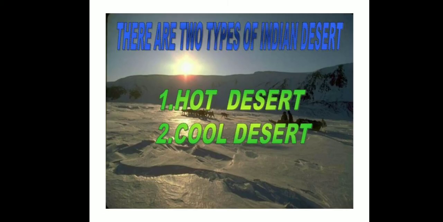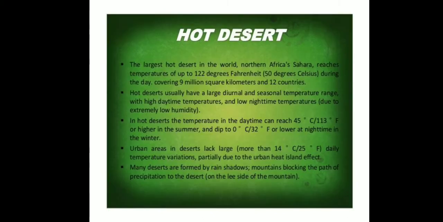Now, in our country, we have two types of deserts, hot deserts and cold deserts. Hot deserts: the largest hot desert in the world, the Sahara in northern Africa, reaches temperatures up to 122 degrees Fahrenheit, that means 50 degrees Celsius during the day, covering 9 million square kilometers and 12 countries. That means this desert almost covers 12 countries of Africa.